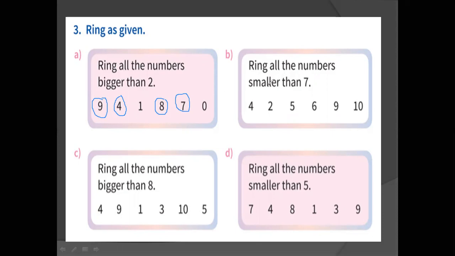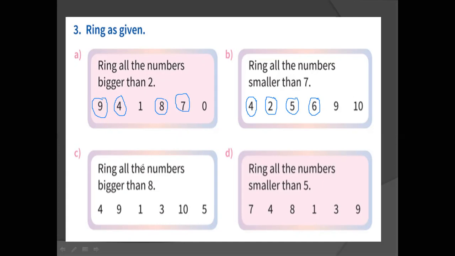Ring all the numbers smaller than 7. 4 is smaller than 7? Yes, 4 comes before 7, so it is smaller. 2 comes before 7, so it is also smaller. 5 comes before 7, so it is also small. 6 comes before 7, so it is also a smaller number. 9 comes after 7, so it is a bigger number. 10 is also bigger because it comes after 7.